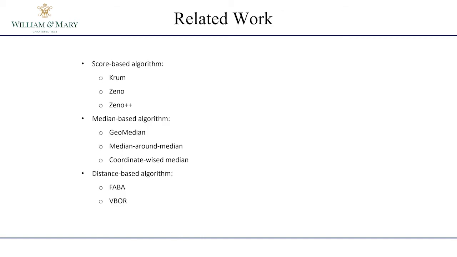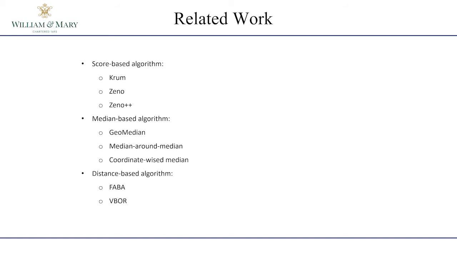There are some previous explorations about defending against Byzantine attacks in classic distributed deep learning. In summary, there are three directions. Score-based algorithms such as Krum, Zeno, Zeno++, they aggregate the model by giving scores to each updated information.